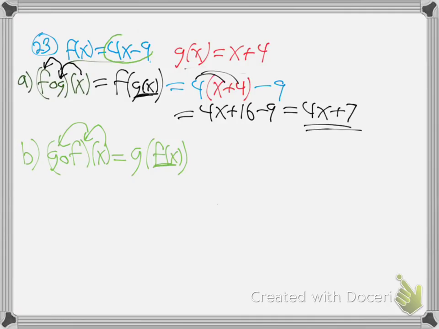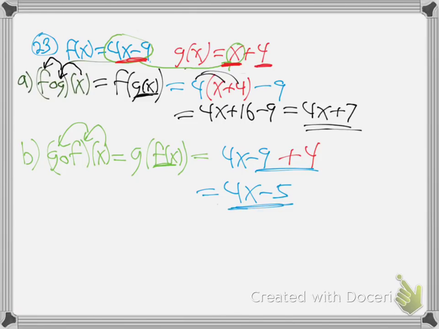So all of f will go right there into g. So that'll become 4x minus 9 plus 4. So I put all of f right there, and then plus 4. So that's pretty easy to simplify. That's just 4x minus 5, right? Minus 9 plus 4 is minus 5. And there we go. It's 23.